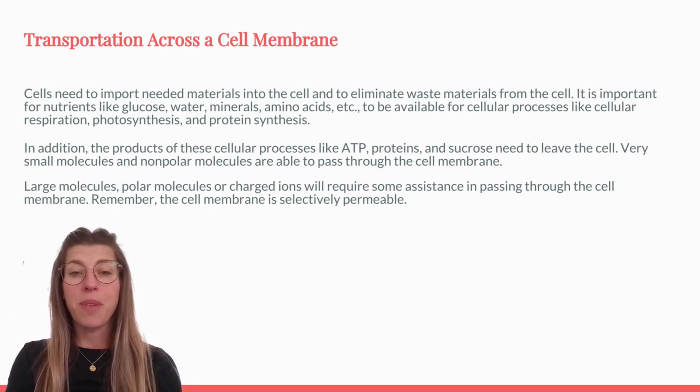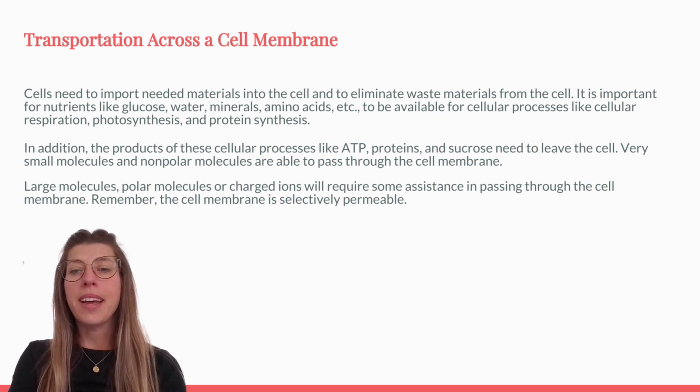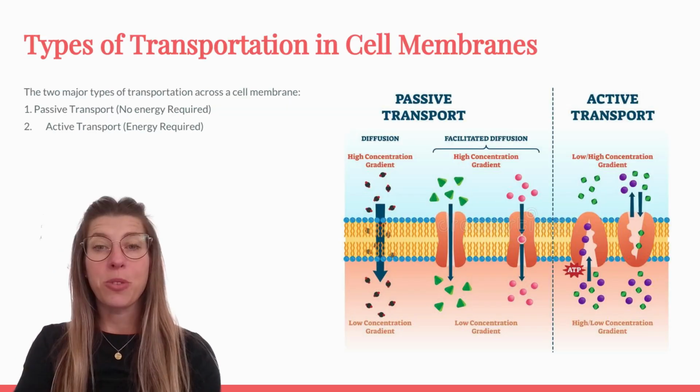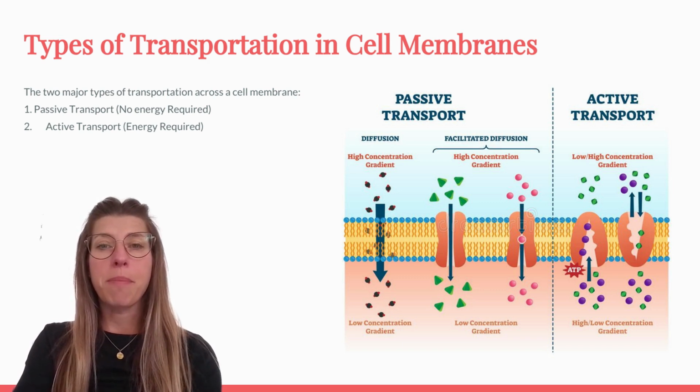So let's talk about how some things can easily pass through the cell membrane and the mechanism by which that happens, and how the ones that might not naturally be able to move across a gradient or be too large, how do those move to a place where they are required? So there's two main types of transport, and this is all based on energy requirements to be able to pass it through the cell membrane, through that phospholipid bilayer.